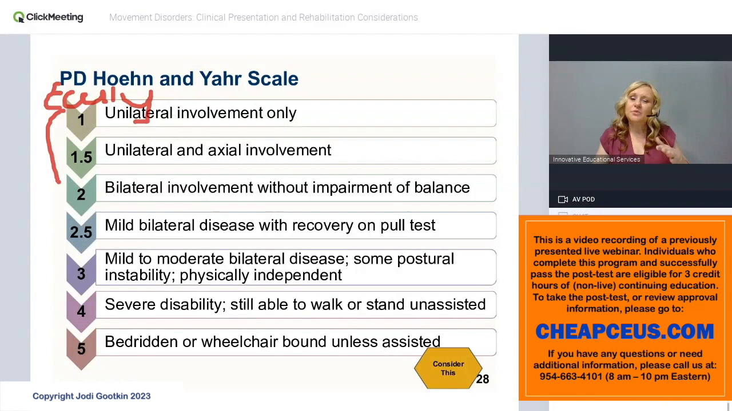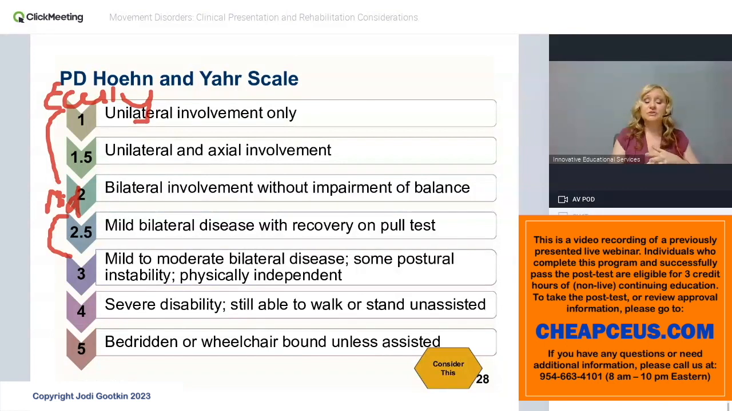Activity may be a little more difficult and time consuming, but they're still functioning fine. Once we get to individuals between a 2 and a 3, this is more of the mid stage of the disease. An individual who is at a 3, that's more likely to be your patient who has mild to moderate disability.